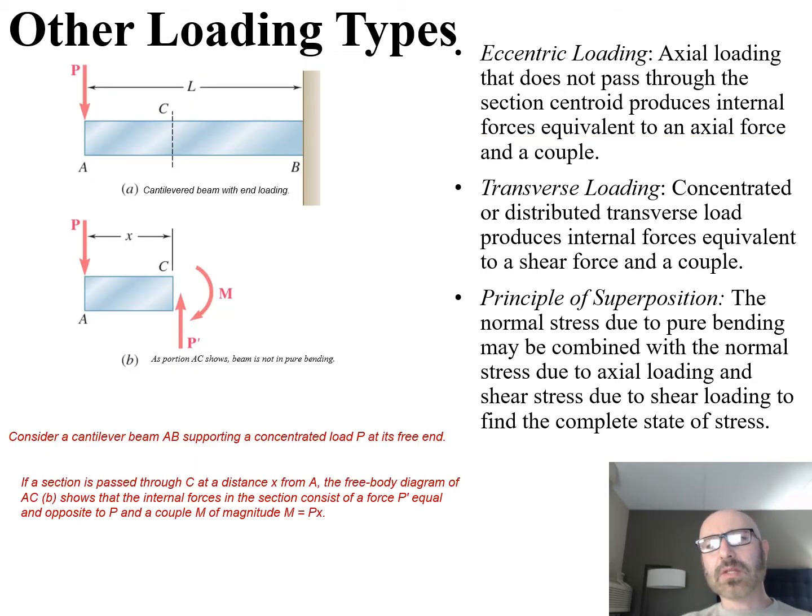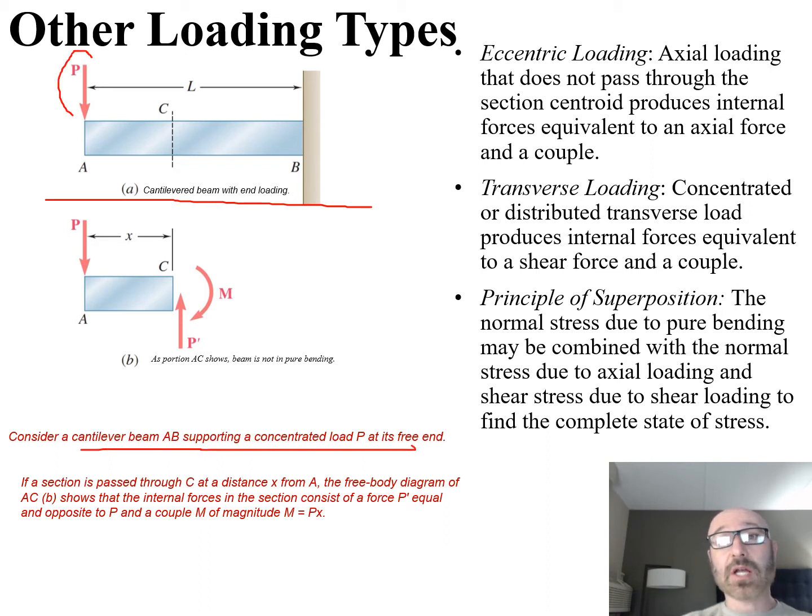So now we'll take a look at this diagram here. What we want to consider, we can take a look up here at part A. We have a cantilever beam with end loading, so we're considering this cantilever beam supporting a concentrated load P at its free end. There's our concentrated load P. We can see that's a distance L from our fixed support over here at point B.